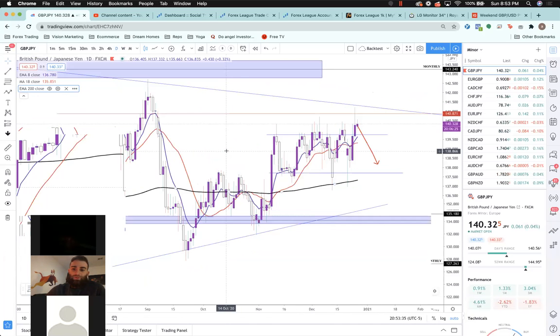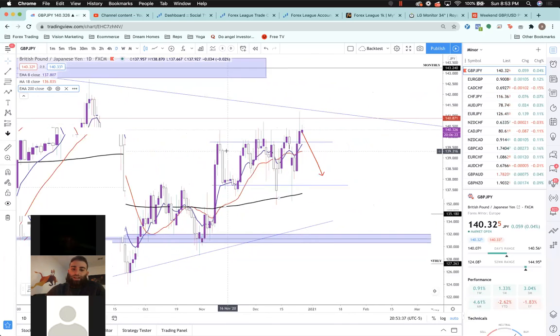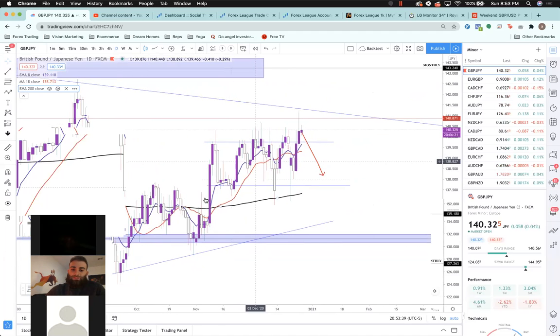Let's bump this down further. Daily time frame. Daily is bullish. So daily is very much bullish.